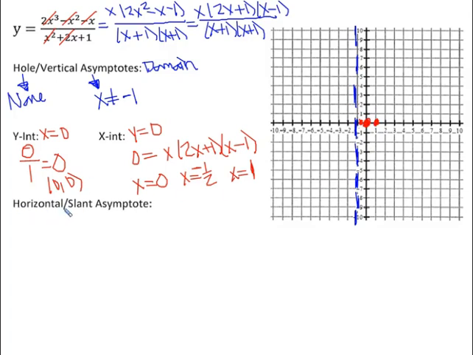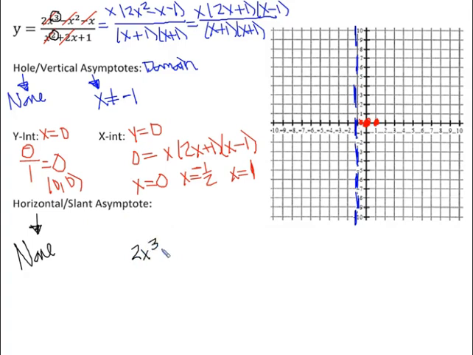Alright, moving on to horizontal or slant asymptotes. This is when we got to take a look at the degree of our equations. In the top piece, our degree is 3. In our bottom piece, the degree is 2. The top is larger than the bottom. So in terms of horizontal asymptotes, that means we don't have any. But we should check for slant asymptotes, and we can perform long division to help us do that.